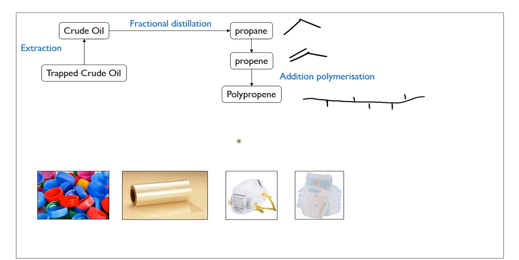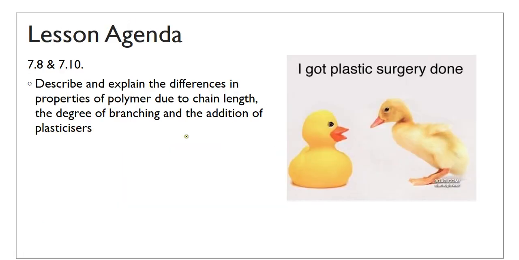So the question is, how do you go from one raw material to multiple products? What are the steps to diversify these raw materials? So that's what we're going to talk about in this video. So the agenda is to describe and explain the differences in properties of polymers. And I think I kind of already give away the answer here: by varying the chain length, the degree of branching, and the addition of plasticizers. So there are 3 ways that we're going to look at that allows you to go from one raw material to multiple products.